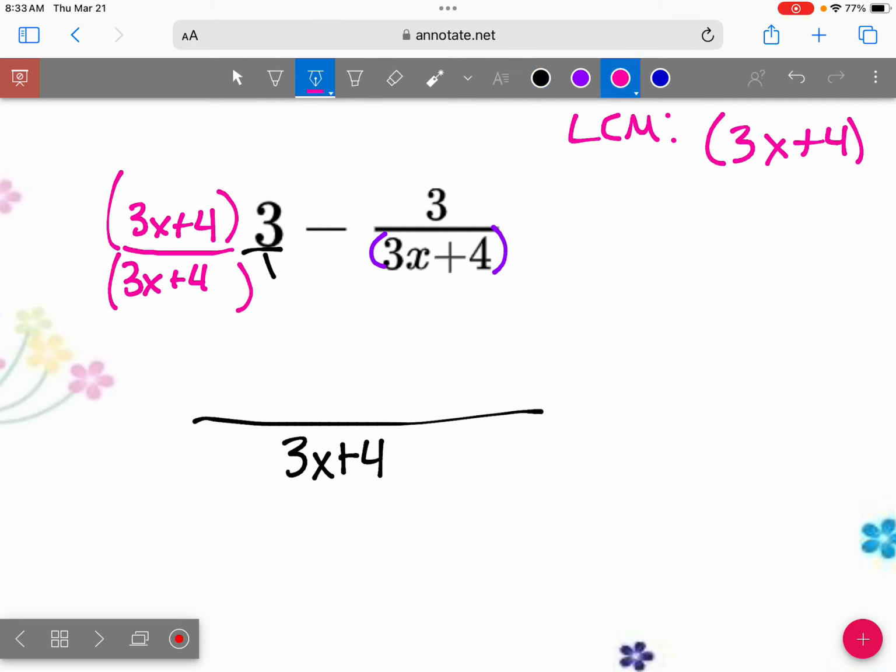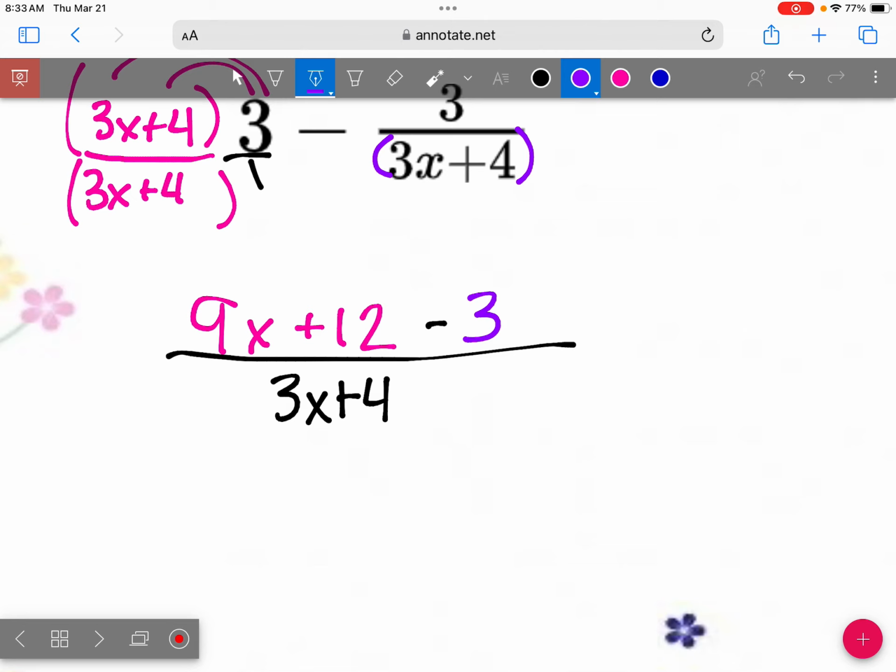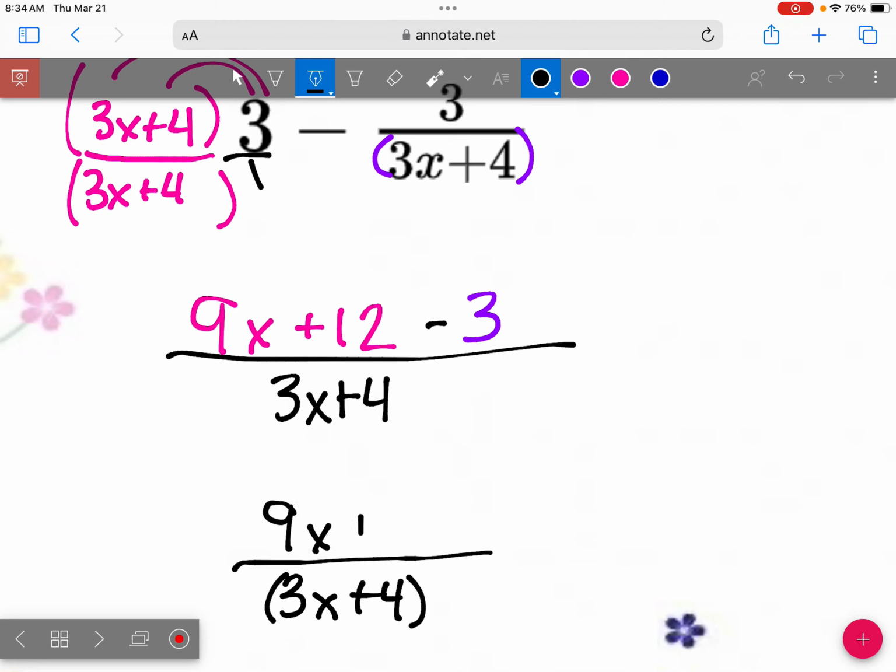So our numerator is going to be, I'm going to take this 3 and multiply it. We're going to have our 9x plus 12 minus 3. Does everyone see where all those pieces come from? So then let's simplify this. 3x plus 4 is my denominator, and my numerator is 9x plus 9.